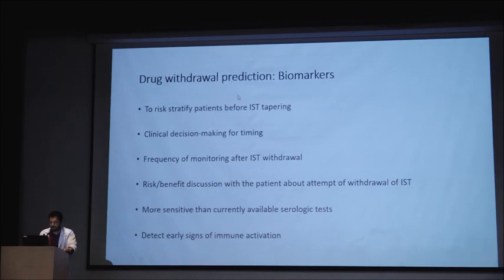So coming on to the markers for drug withdrawal, they are basically to stratify the patient before the withdrawal of immunosuppressive therapy, to guide clinical decision making and the frequency of monitoring after immunosuppressive therapy withdrawal, and to consider the risk and benefit discussion with the patient. They should be more sensitive than the currently available serological tests, and detect the early signs of immune activation.